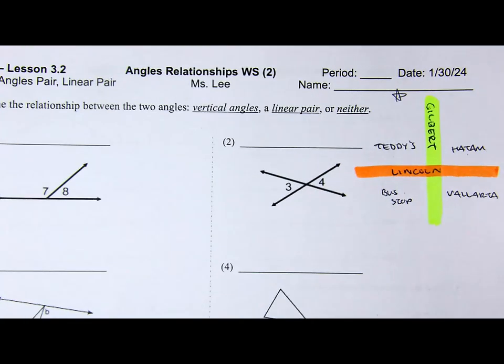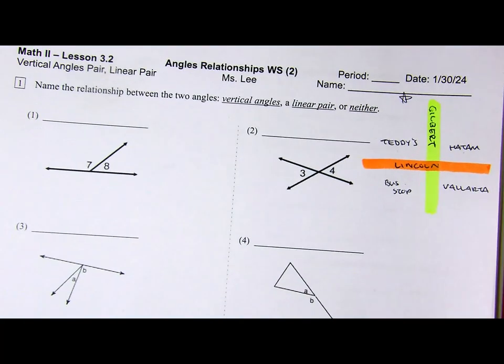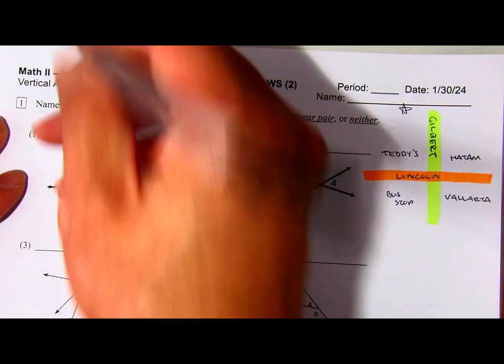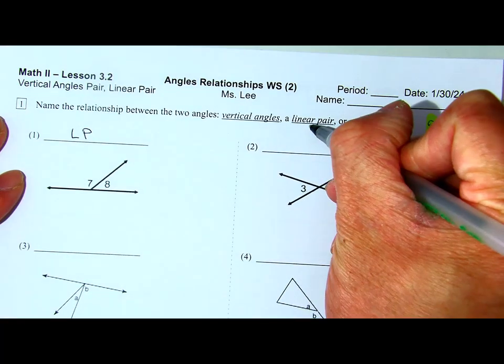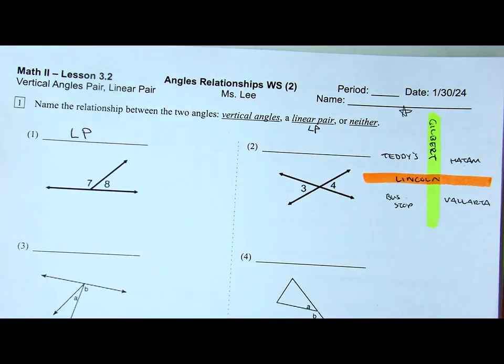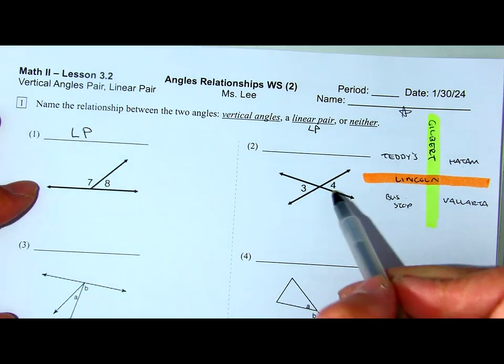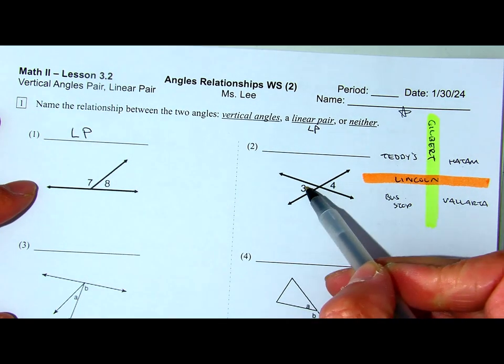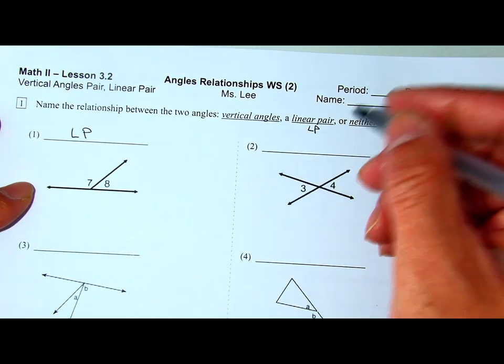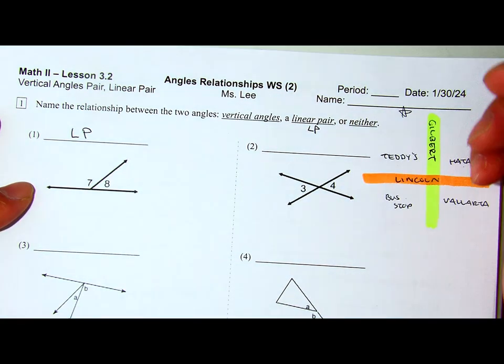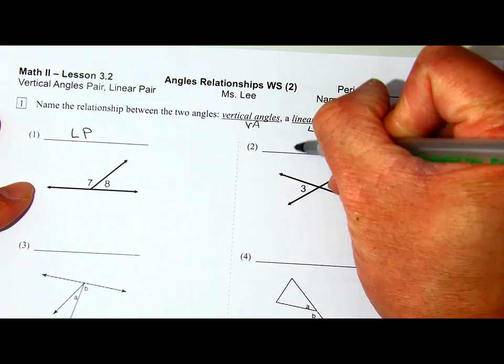So if I see them next to each other in a line, so for question number 1, the answer is what? LP, which stands for what class? Linear pair. Class, are 3 and 4 next to each other on the same line? Can you put your pen down like that? No. So this one is called what? Yeah, you just write VA, vertical angles.